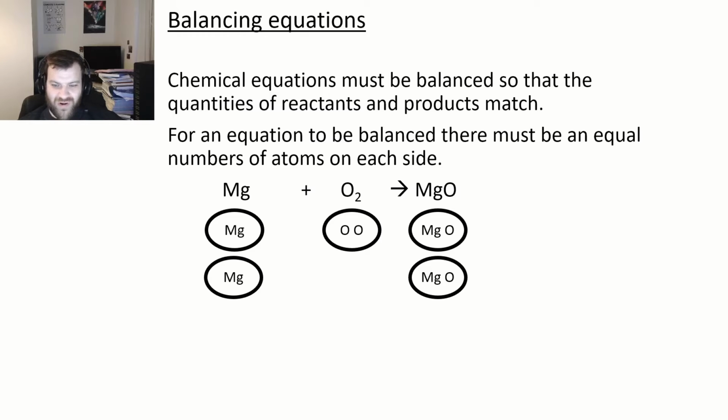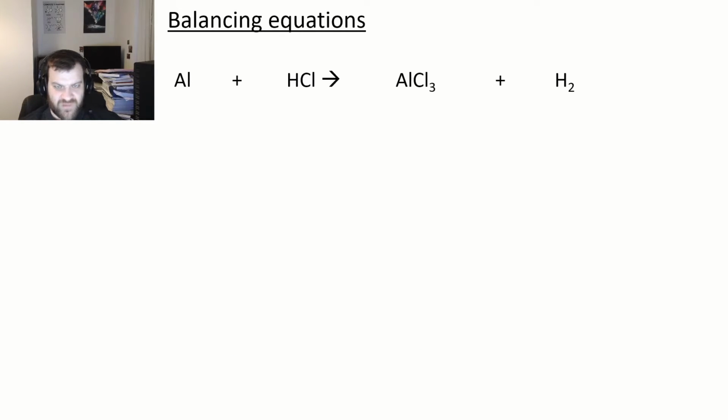We have now got the same number of each atom on both sides, so we count up how many of each part we've used, and we write that as a number in front of our term in the equation. We've got 2 Mg's, 1 O2, and 2 MgOs. And we now have a correctly balanced equation.